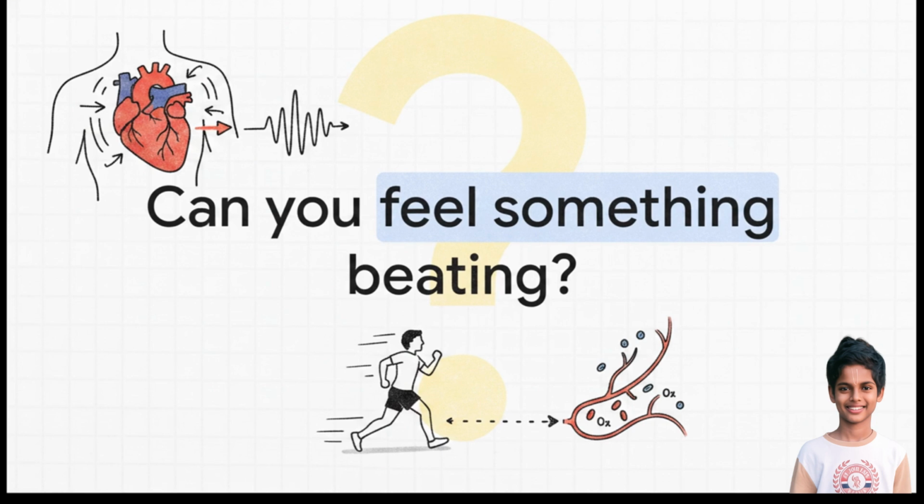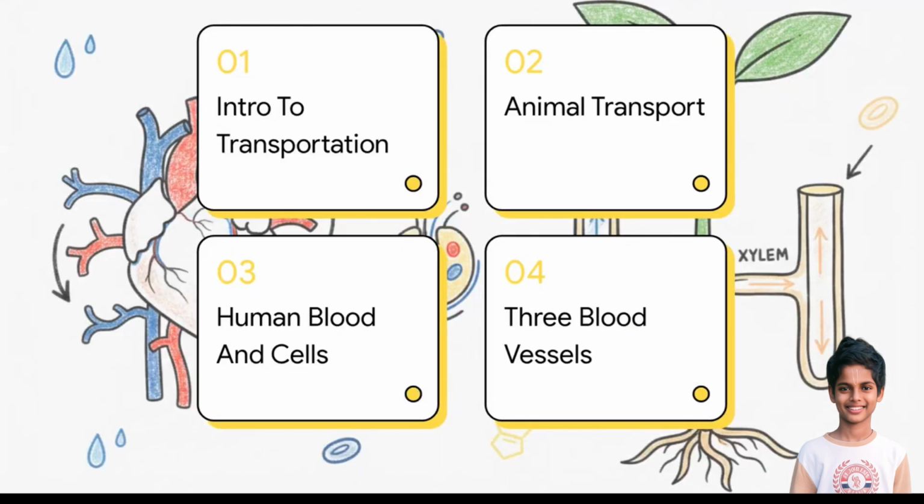Well, if you said the heart, you are absolutely correct, Beta. Your heart plays a massive role in transporting oxygen to all the different parts of your body. And you know, just like you and me, plants and other organisms also transport substances within their bodies.